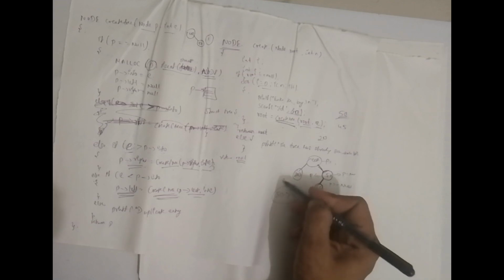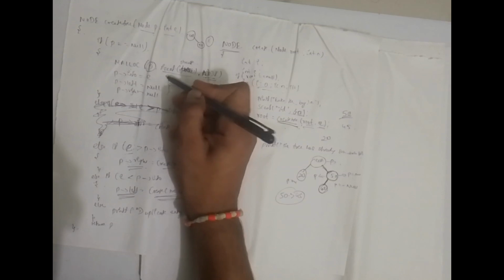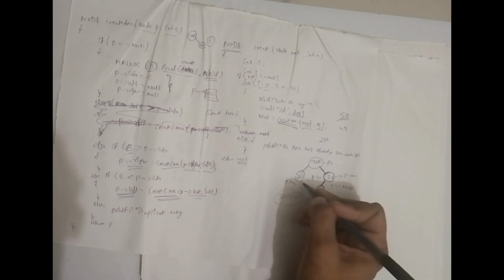Similarly, now take the example of if a user enters 20. 40 is greater than 20, so we need to go to the left side. On the left side P is equal to null, so after calling this, the recursive function will stop here and create a node. The new node is 20 and its root is 40.